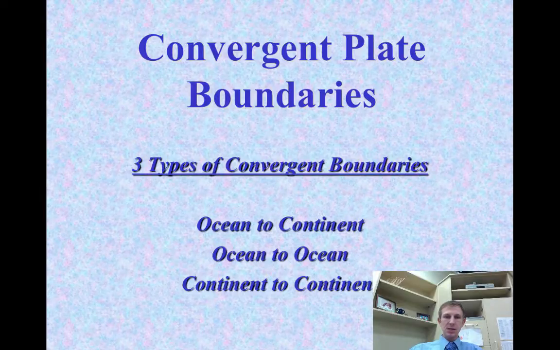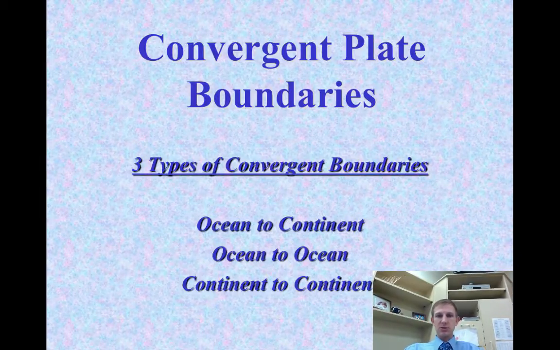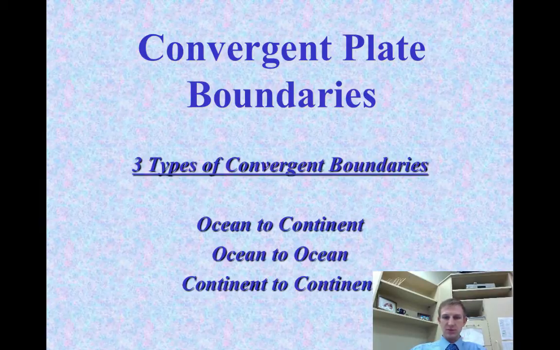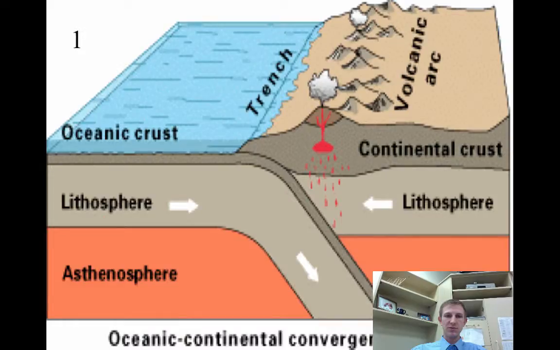All right, next we have convergent boundaries. There's several of these. There's three different types: ocean to continent, ocean to ocean, and continent to continent. Those are the different types of plates that are going to be involved. So, the first one here, oceanic to continental. We have the lithosphere and the crust coming at one another. Okay, so that's all that a convergent is. The different things are converging. They're coming at one another.